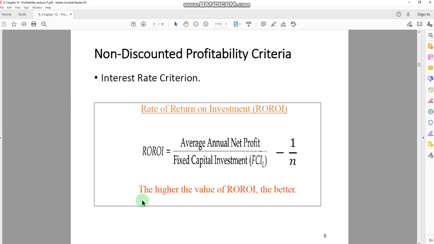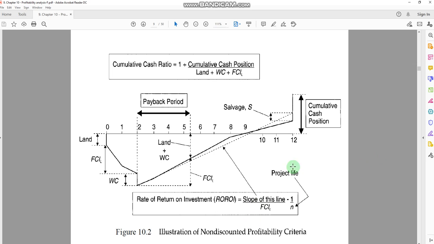Now the third one, the interest rate criterion, can be represented by the rate of return on investment, ROROI. It is equal to the average annual net profit divided by the fixed capital investment, where 1 over n is used and n represents the number of years. The higher the rate of return on investment, the better the project feasibility. Here we can see again the cumulative cash position that you have at the end of the project.